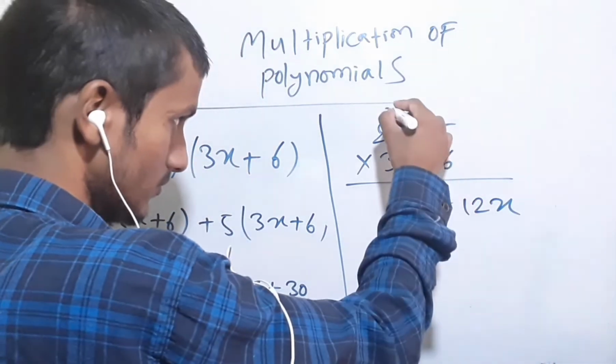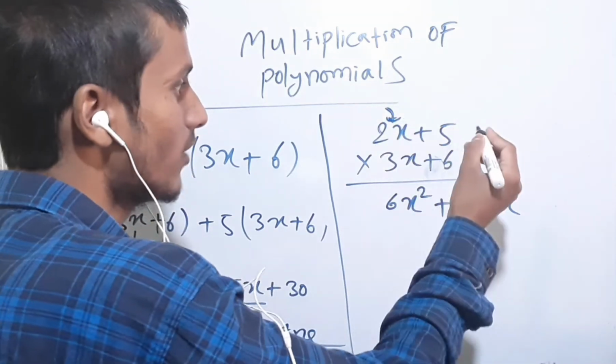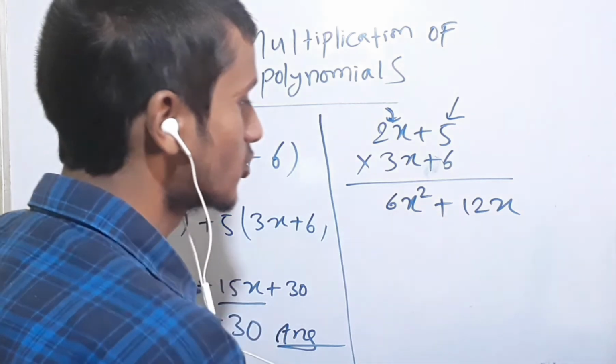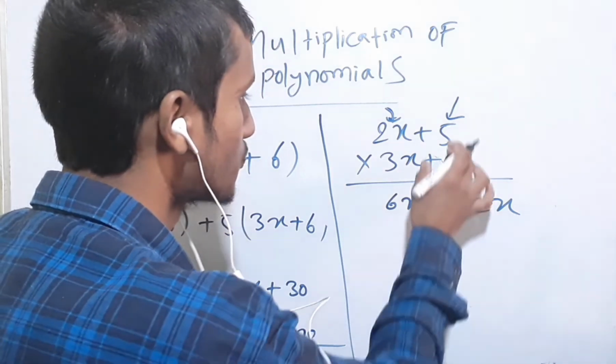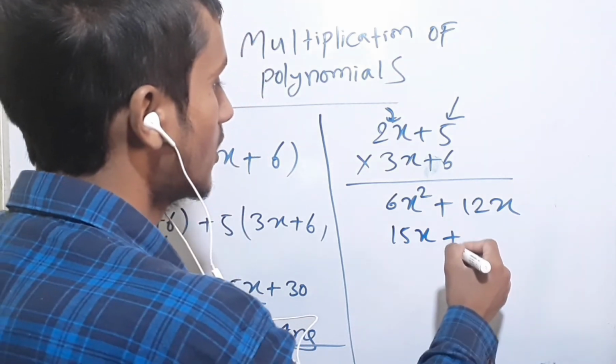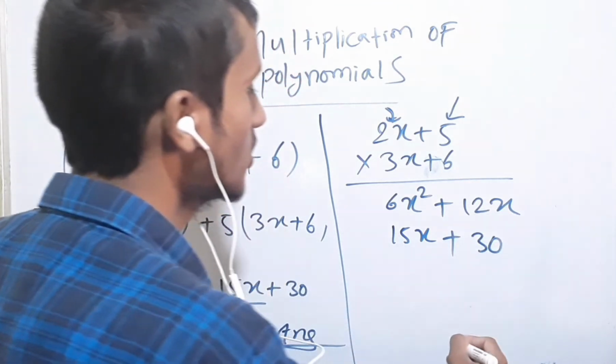And now its turn is over. Now we're gonna start off with this. Okay, now we're gonna distribute this into this whole. So this will be what? 15x plus 30. Okay, this is what it is going to be.